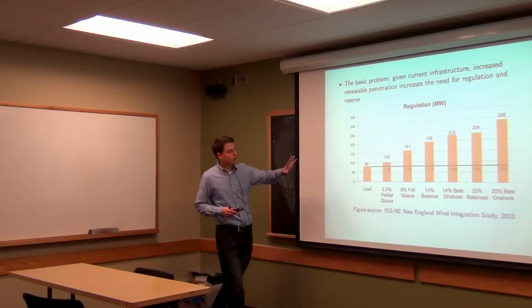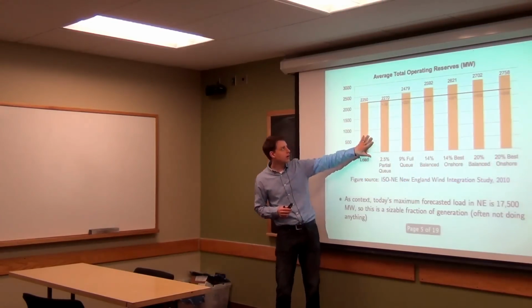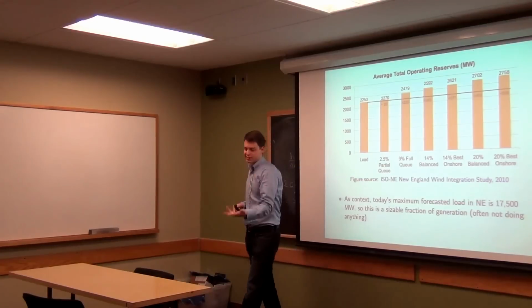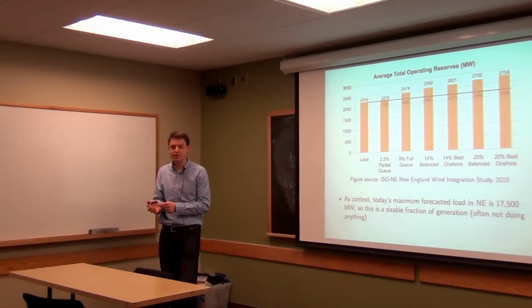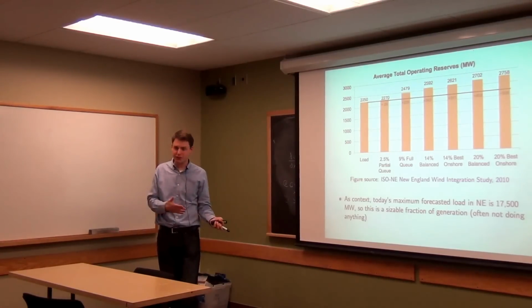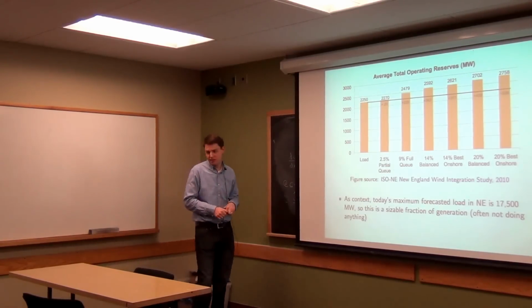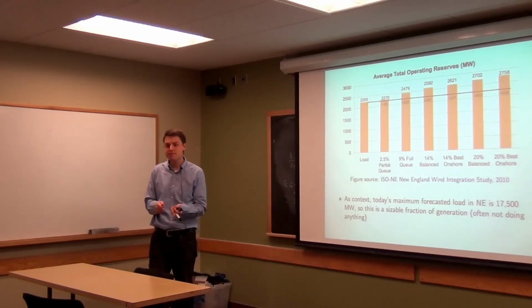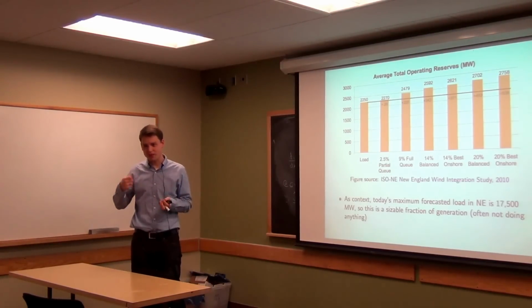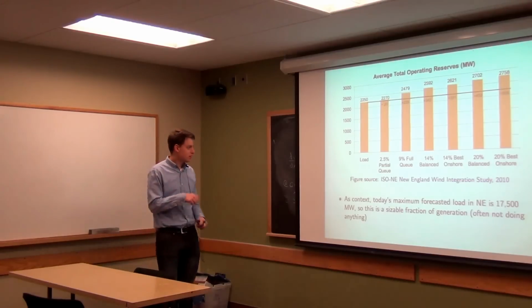We can show a similar chart for the reserves, which, as I said, are similar to regulation but operate more on the 10-minute scale. This is power that we have ready to go. It can be spinning reserve or non-spinning reserve. Spinning reserve means these generators are actually spinning, they're just not hooked up to the grid. Non-spinning reserve means they need to start spinning before we hook them up.